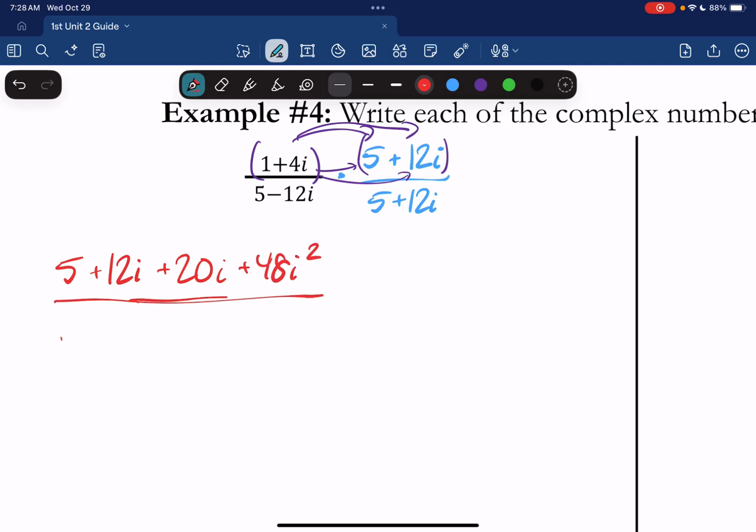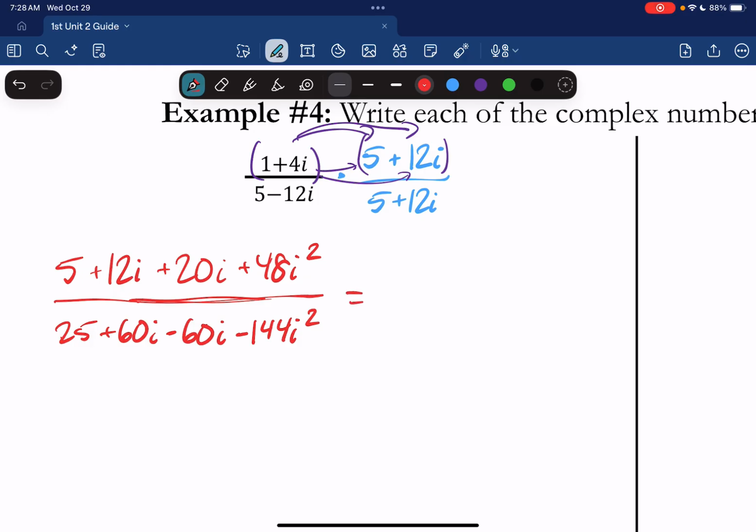And now I'm going to distribute out the denominator, but then we're going to see the property that I just talked about. So I get 5 times 5 is 25. 5 times 12i is plus 60i. Negative 12i times 5 is minus 60i. And then negative 12i times positive 12i is going to be negative 144i squared. And now I'm just going to simplify all of this out.